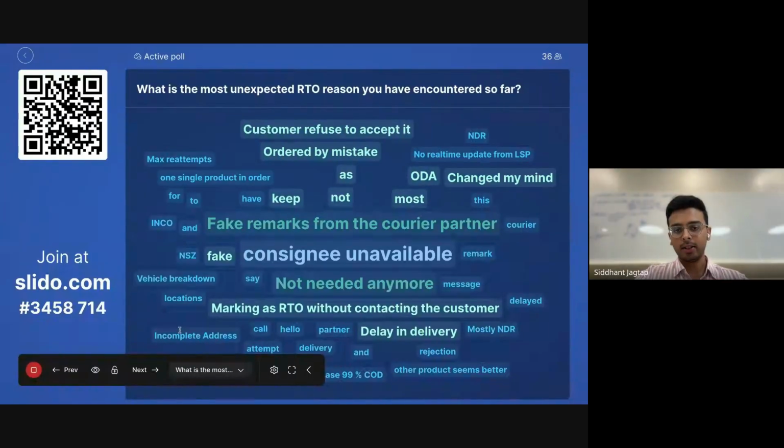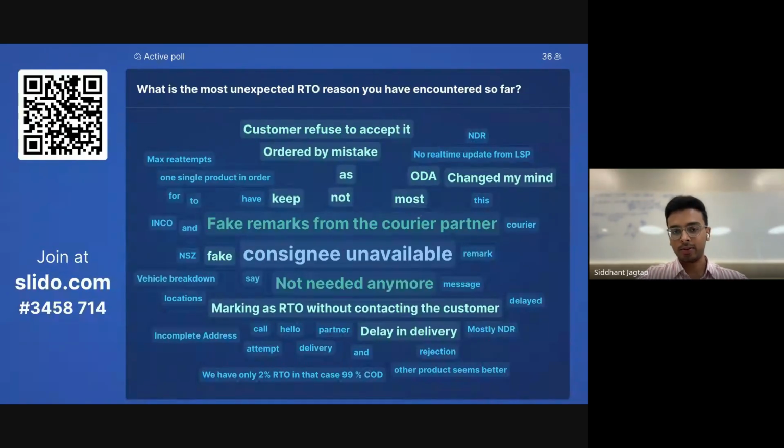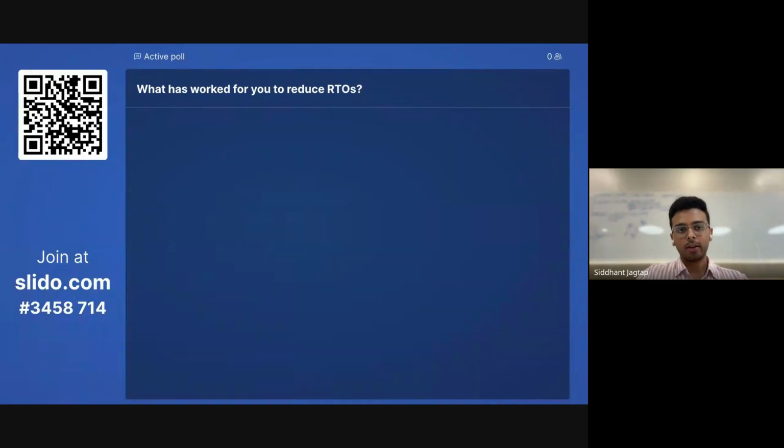Agreed, agreed. I think one thing we can see here is RTO is a very multivariable problem. There are so many contributors to RTO. That also makes the problem very interesting to solve for, and that's the agenda for today, which we're going to discuss as well. So let's move on to the next important question. What exactly has worked for you guys to reduce RTOs today?